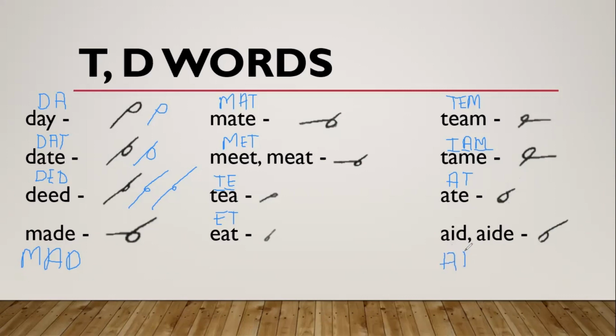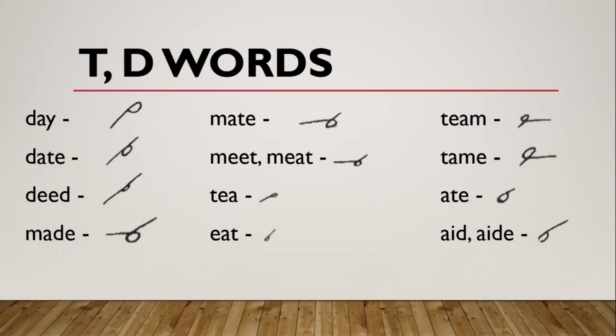Aid. Okay, as you notice, halos pareho lang sila ng stroke, right? Pero mas mahaba ito kasi letter D yung sound sa huli. Unlike dito na T ang last sound na maririnig. Okay? So you may write this on your paper for your reference later.